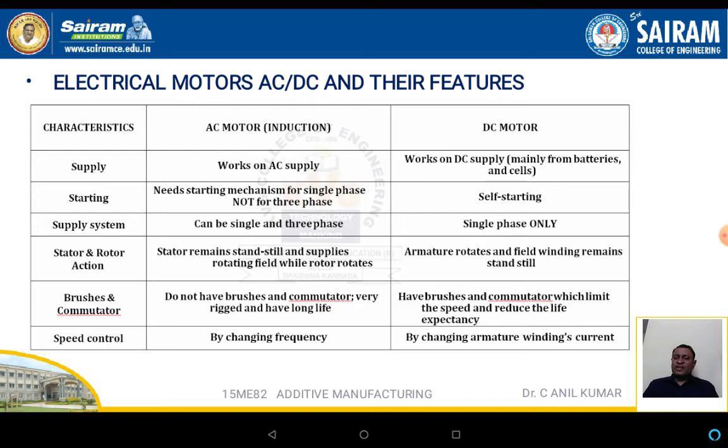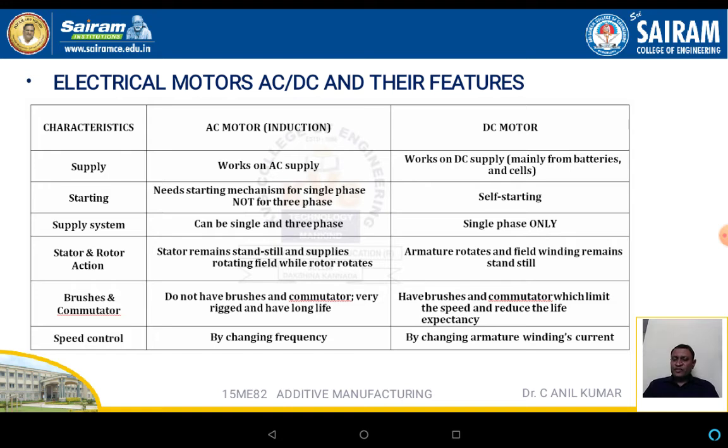Now, electrical motors are further differentiated into AC motors as well as DC motors. Now we will see in this slide a comparison between the AC as well as the DC motors. As we know, the supply in the AC motor is AC, but in the case of the DC motor it is DC. In the case of the AC motor, the starting needs a starting mechanism for a single phase, not for the three phase. But in the case of the DC motor, self starting is easier.